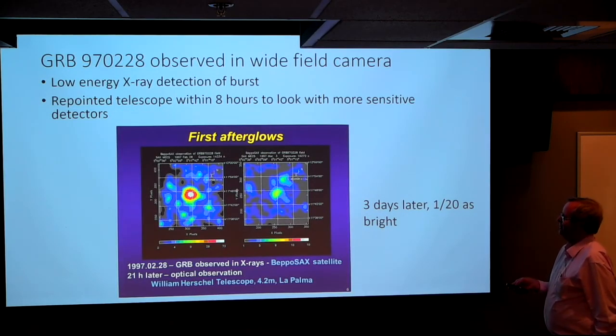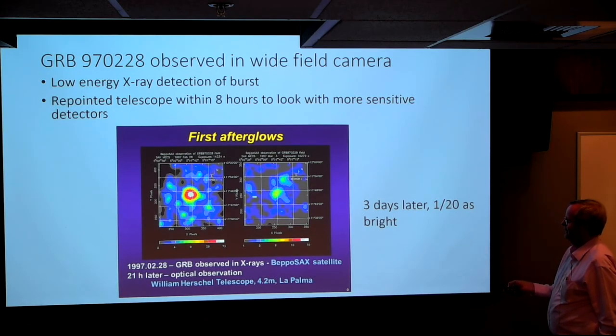And so what they managed to do is get the first afterglow pictures. So they have, this is after, see, 3 days later, they made the first picture within a few hours. And 3 days later, it was much dimmer. And this is like arc-minute resolution. This is the X-ray images taken from that satellite. And so 21 hours later, they made the optical observation.